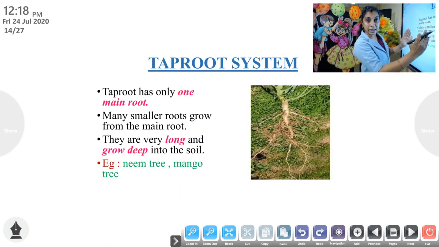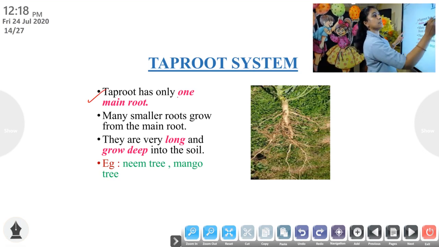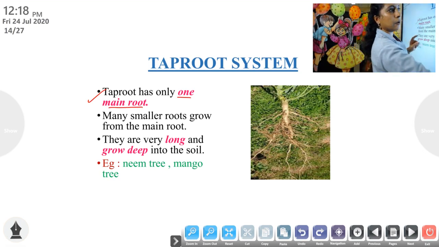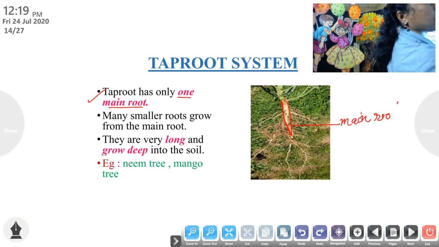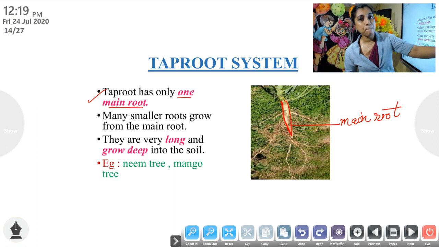First of all, we are going to study about taproot system. See the picture here. What is the first point? Taproot has only one main root. You can see a main root here. This is the main root of the plant. Taproot has only one main root.